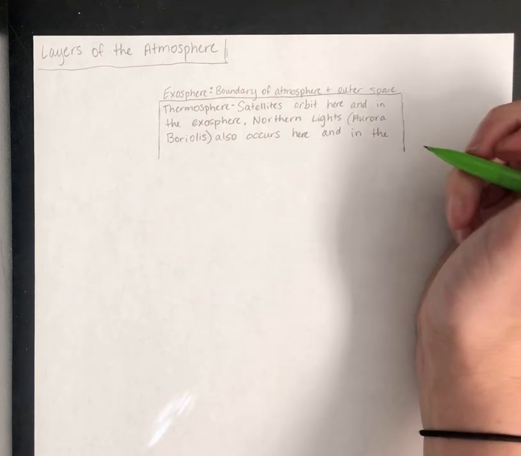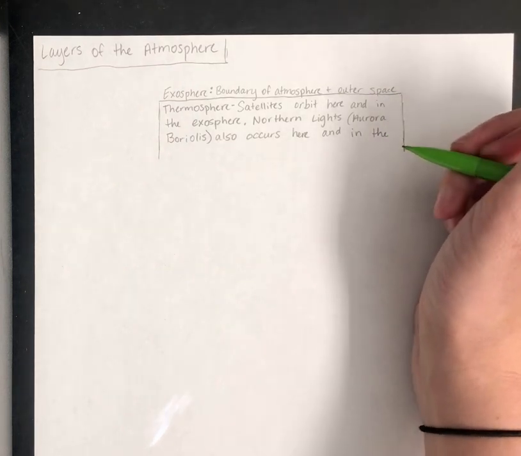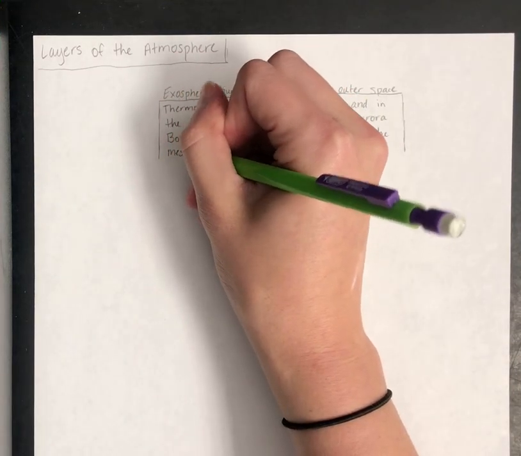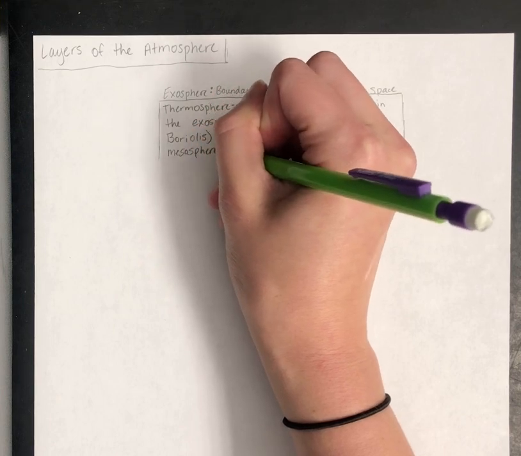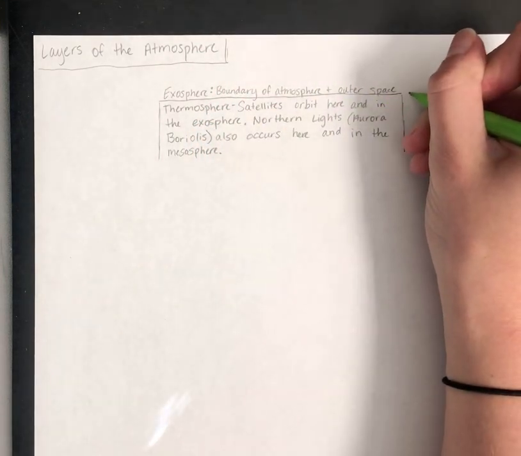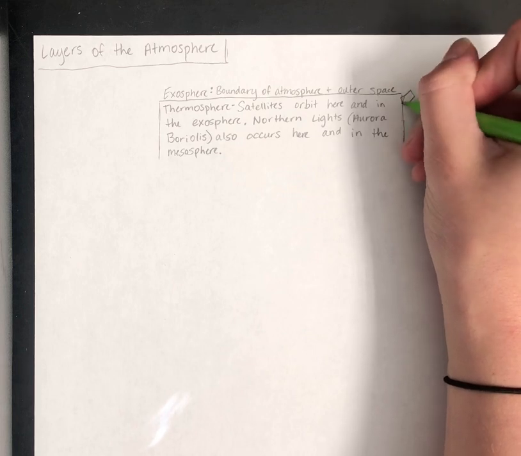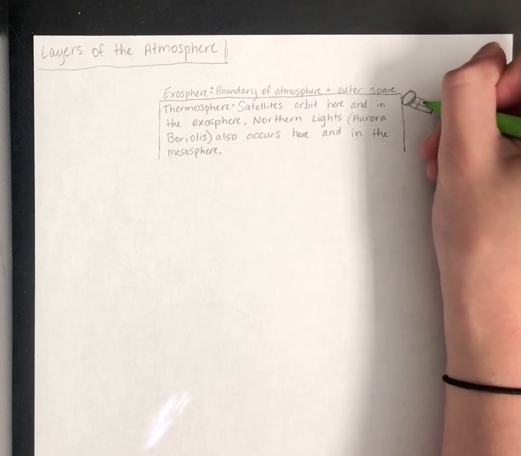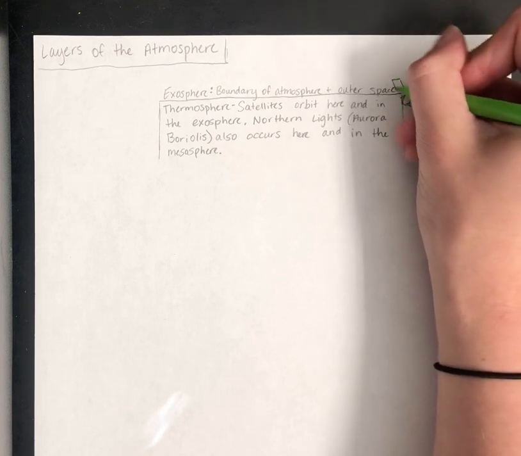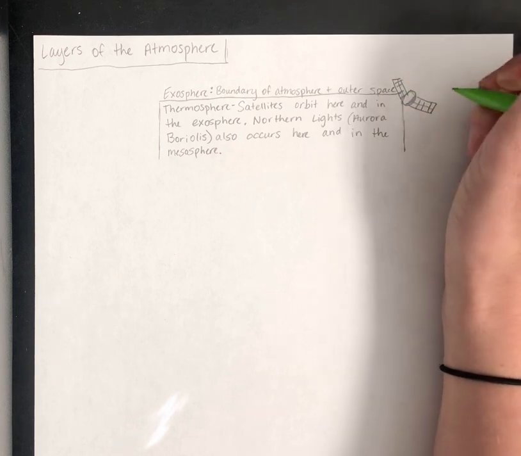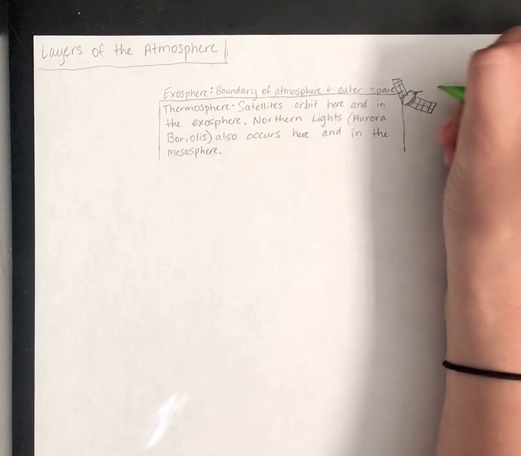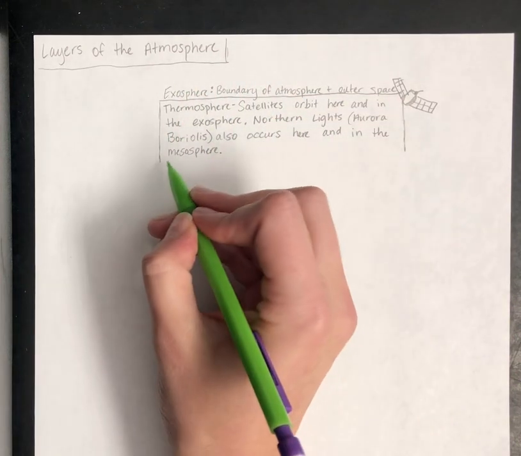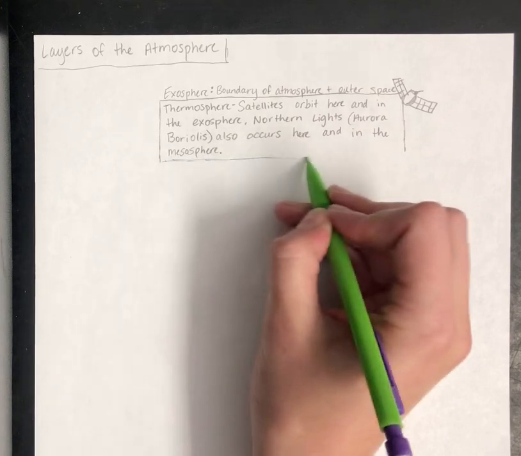The aurora borealis is in this layer and in the layer below called the mesosphere. Okay, so we can draw our little satellite up here. Going down, draw another line separating this layer.